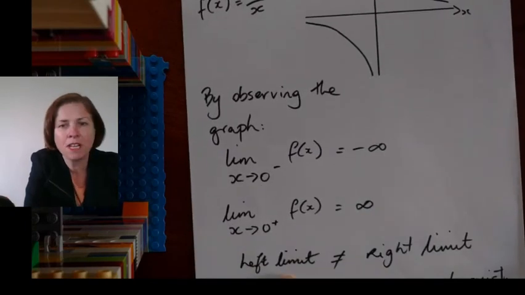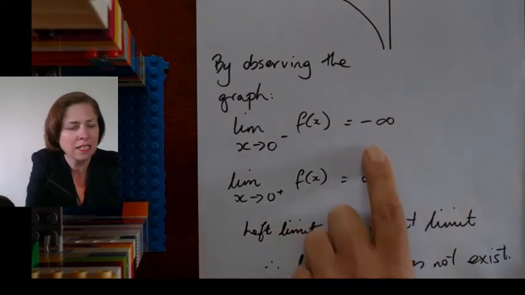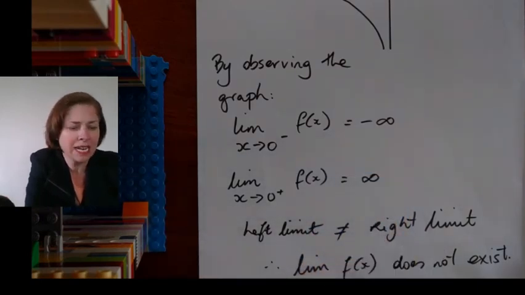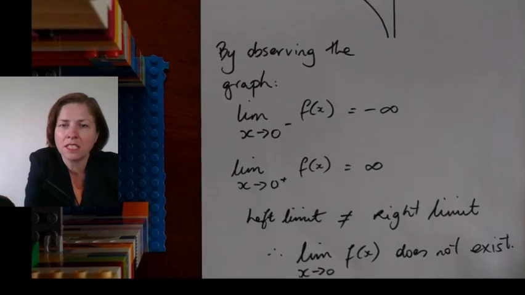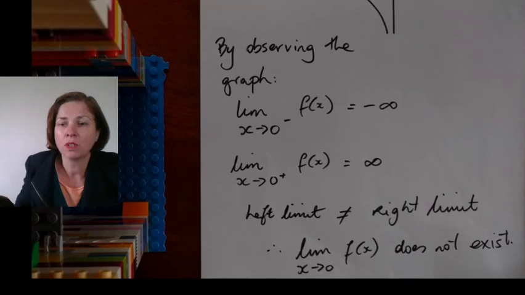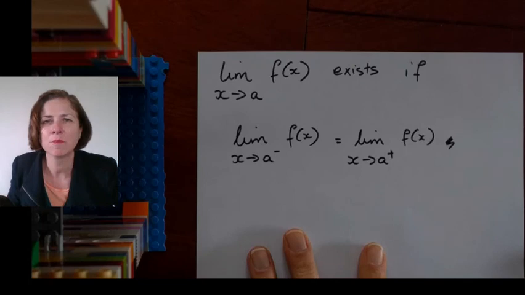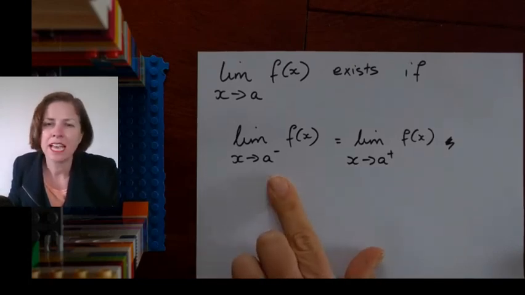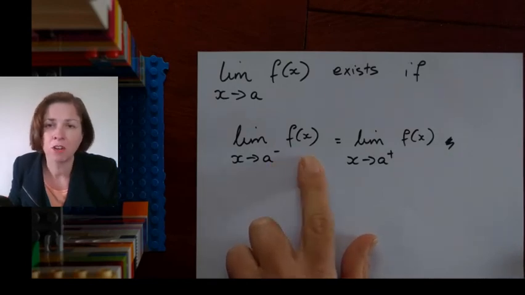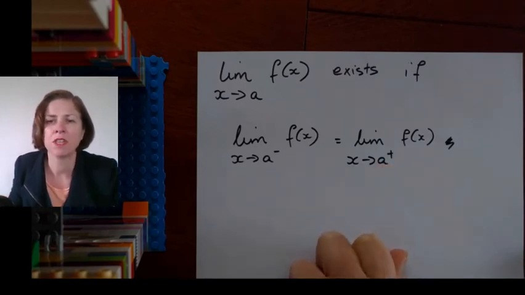Now, the left limit does not equal the right limit. I'm not getting the same answer as I approach from the left or right, and that means that the limit does not exist. So in fact, for a limit to exist, I need the limit from the left to equal the limit from the right. To summarize, the limit as x approaches a of f of x exists if the limit as x approaches a from the left of f of x is equal to the limit as x approaches a from the right of f of x. Then we know that the limit exists.